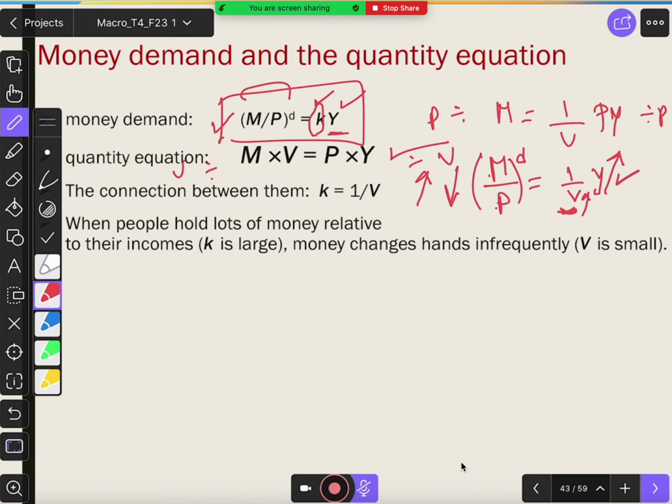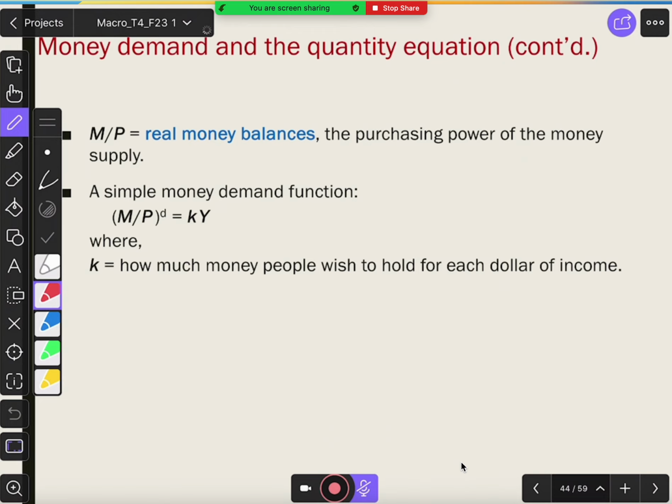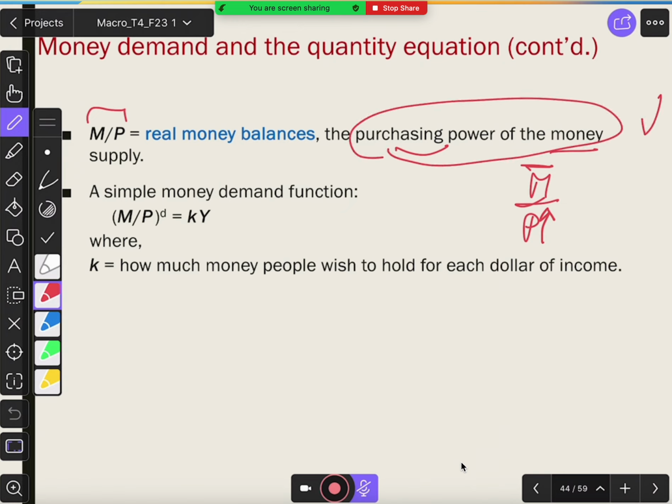So the real money balances: anytime we're dividing by P, we turn a variable into a real variable, right? So here it's the real money balances, or it represents the purchasing power of money. And of course, if it is M over P, anytime the P increases holding the money supply constant, the purchasing power of money decreases. Anytime the price increases, the purchasing power decreases.